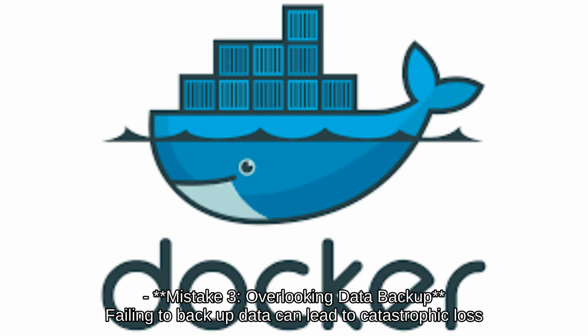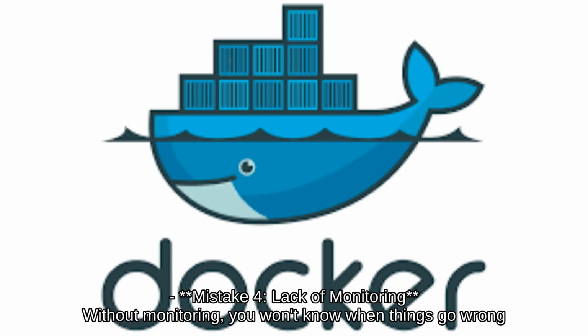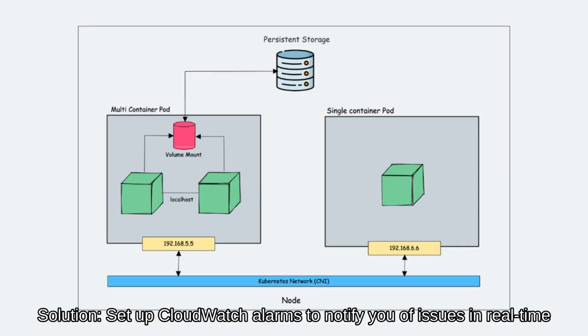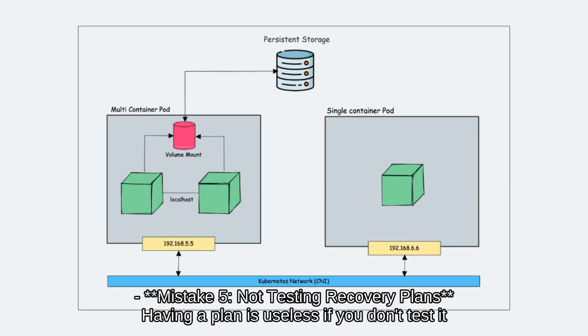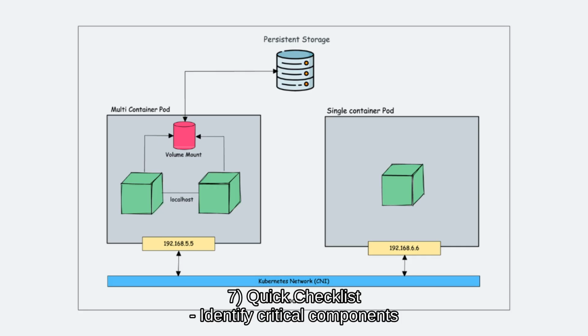Mistake 3. Overlooking data backup. Failing to back up data can lead to catastrophic loss. Solution. Implement automated backups and use versioning in S3. Mistake 4. Lack of monitoring. Without monitoring, you won't know when things go wrong. Solution. Set up CloudWatch alarms to notify you of issues in real time. Mistake 5. Not testing recovery plans. Having a plan is useless if you don't test it. Solution. Conduct regular failover drills to ensure your team knows the process.